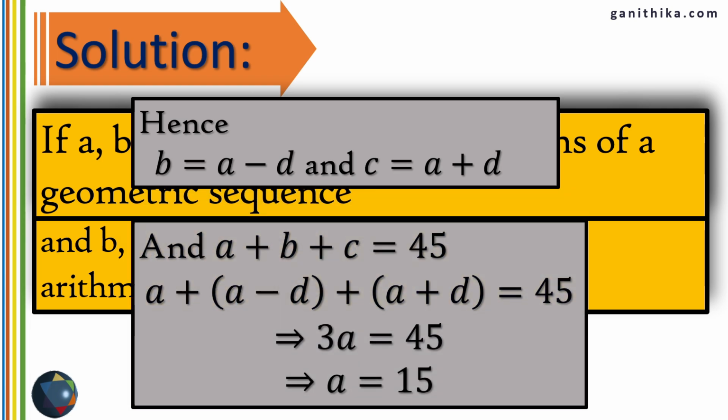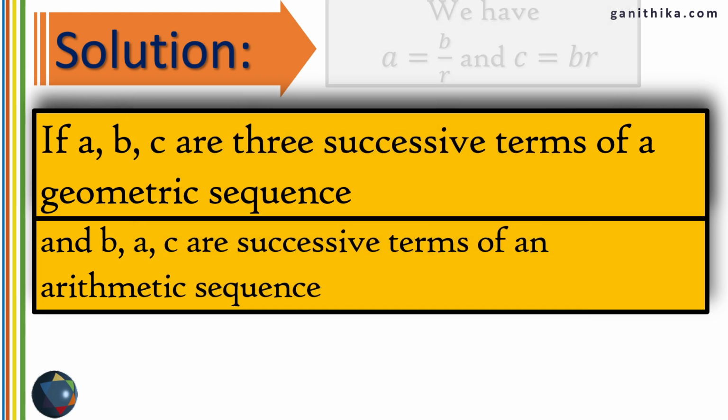Now the extra information given for us is A plus B plus C is 45. Using this, we have to solve the equation. If you substitute B and C with A minus D and A plus D, you can see that the equation simplifies to A is equal to 15, and you already got one of the three terms, right? A is 15. Keep it in mind and go further.